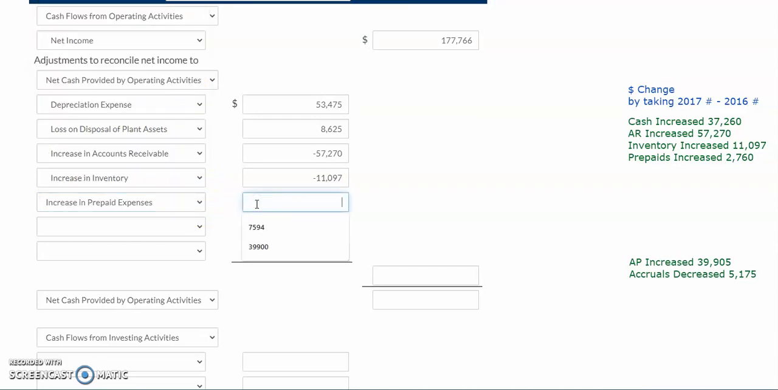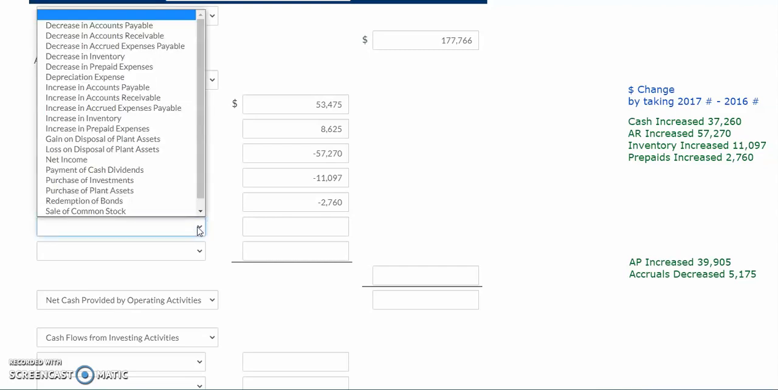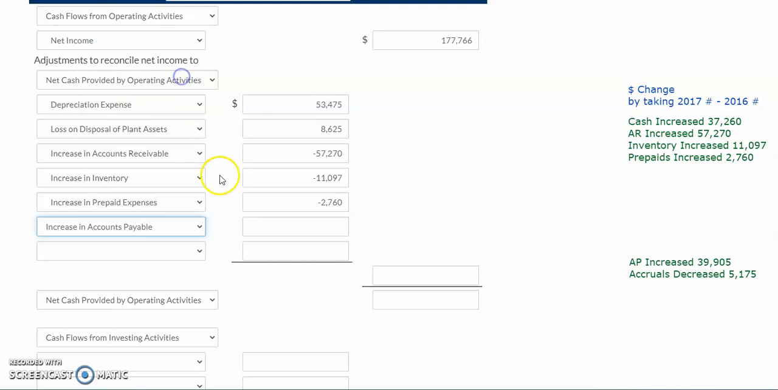So that means that we paid cash in advance for assets more than the prior year. So we're going to go ahead and include that amount as a decrease in cash flows. And then we're going to be looking at our liabilities. Our accounts payable increased, so that means that we have more expenses that were incurred but that have not been paid for yet. So that means we're still holding on to the cash, so we're going to include that as a positive number that we're going to add.